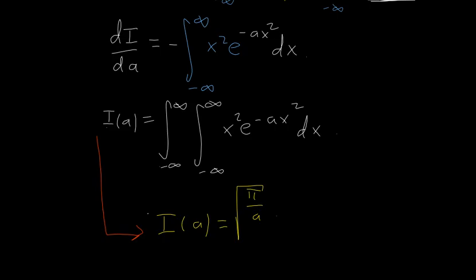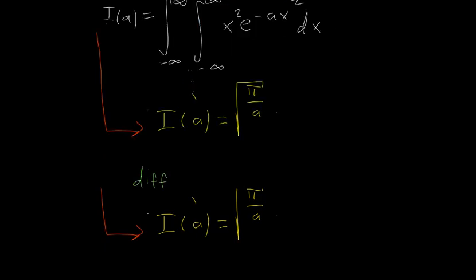Okay. That's what you should be getting, right? So that's what this should be leading you to: root pi over A. That's my I of A. And then after that, the next thing you would want to do is differentiate, so differentiate right over here.